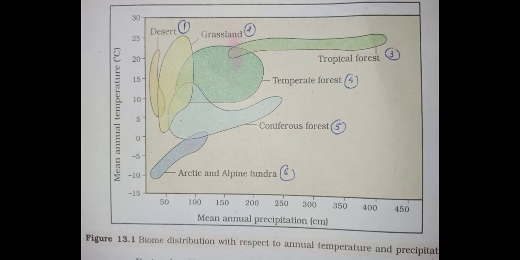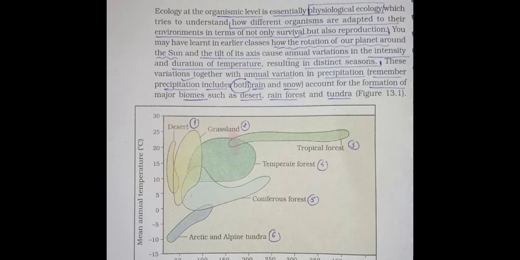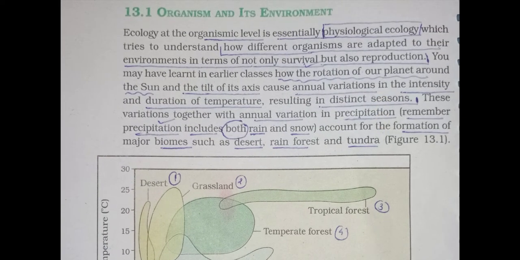See, maximum precipitation is there in which region? In tropical forest, more than 400 centimeter. You will remember this. And see, minimum temperature will be in tundra, means minus 10 degrees centigrade. So you will remember minimum and maximum for all. Okay, so first part of this question is completed. Now we will see this part from the textbook.